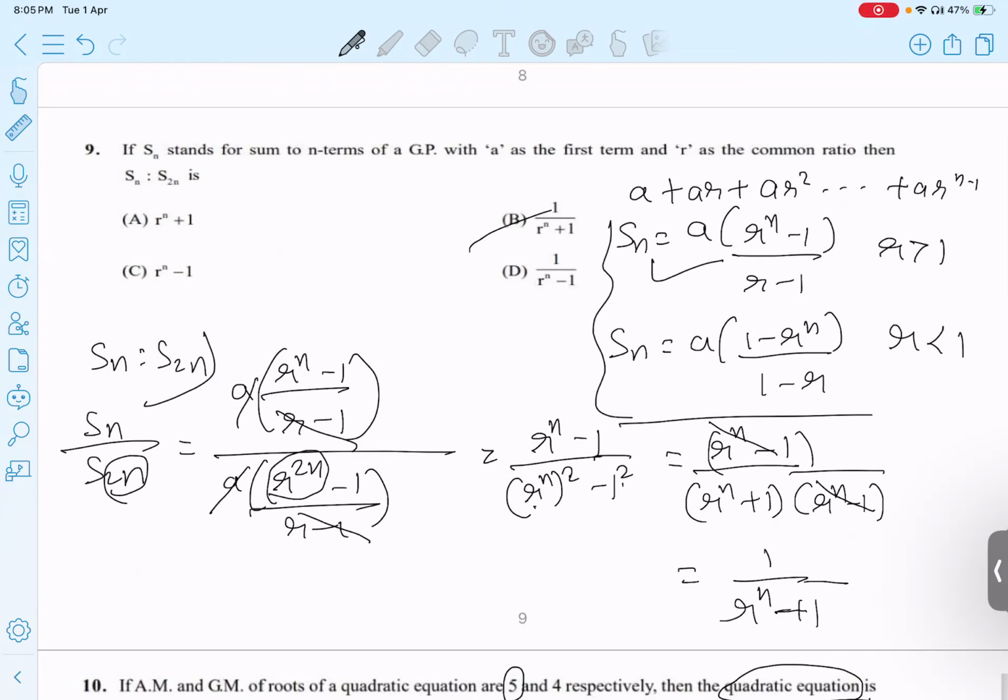Fine, students. This is not a difficult problem. Only we have to remember the basic calculations. That's it. Especially the identity of sum of n terms in GP.